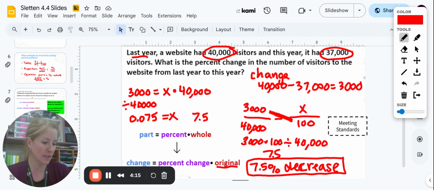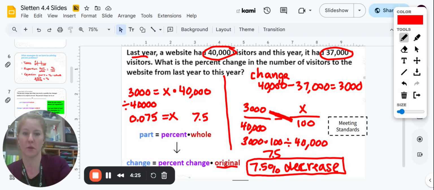All right, we have one more example, and then I do have something I want you to write in things to remember as well. Pause if you need to get this down. The left side is the equation way, the right side is the proportion way.